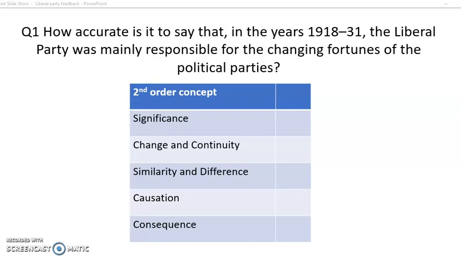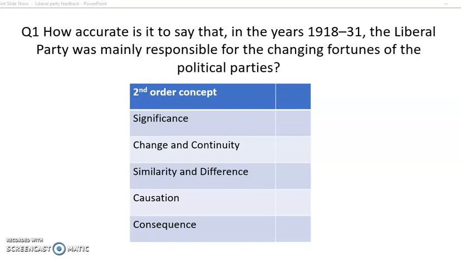Let's have a look at this question. How accurate is it to say that in the years 1918 to 1931, the Liberal Party was mainly responsible for the changing fortunes of the political parties? So let's just unpick this question. It's going up to 1931, so it's not going to cover anything really to do with the national government.